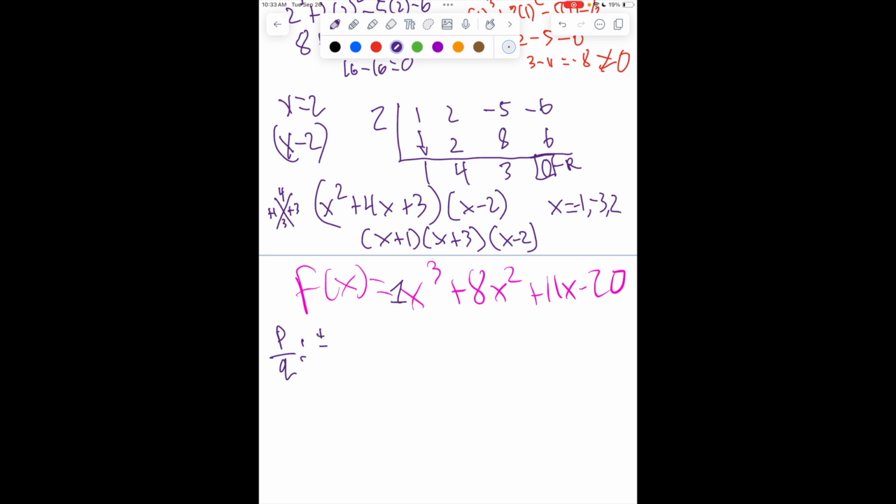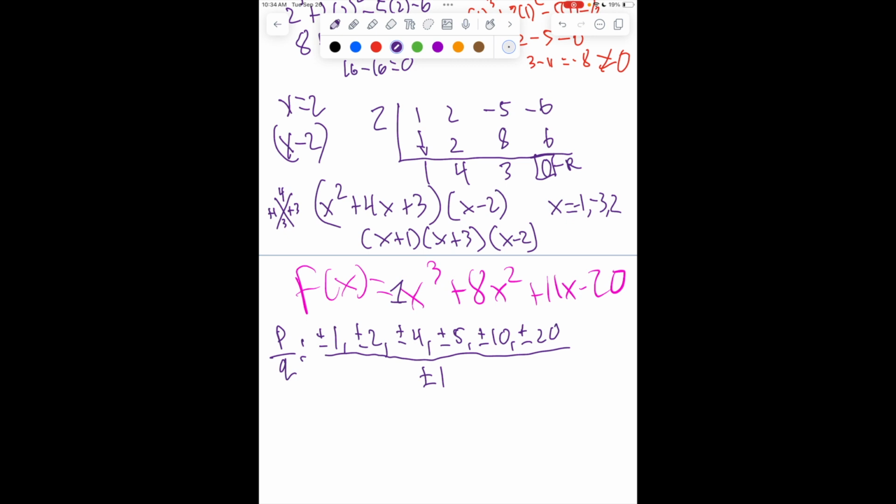So I've got positive or negative 1, positive or negative 2, positive or negative 4. These are all possibilities. And again, I like to start with positive 1 to see if that works first. And of course, the only positive or negative 1, anything divided by 1 is itself.